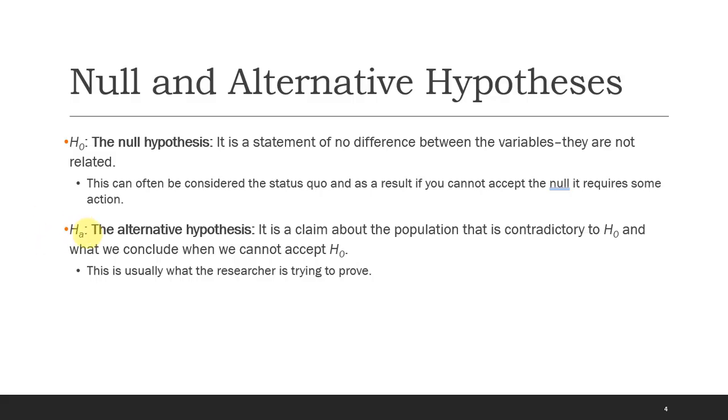Then we have this H sub A. Now, I'll say that you could see either a lowercase a or an uppercase A. It doesn't really matter. This is the alternative hypothesis, and it's a claim about the population that is contradictory to the null hypothesis H naught. And it's what we conclude if we cannot accept H naught. So typically, this is going to be what we're trying to prove. Hypothesis tests have to start with hypotheses, and these are always the starting hypotheses.